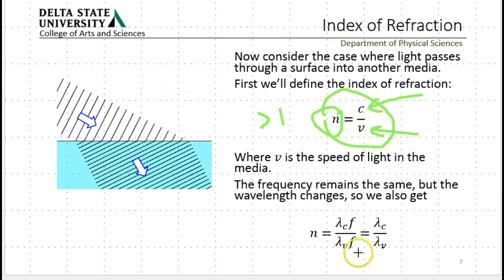And we write the speed of light as lambda times frequency, or I wrote c, lambda at the speed of light times frequency, and we write the speed of light in the material as lambda v times frequency. What we get is the index of refraction is also the ratio of the wavelengths between light in the two media.